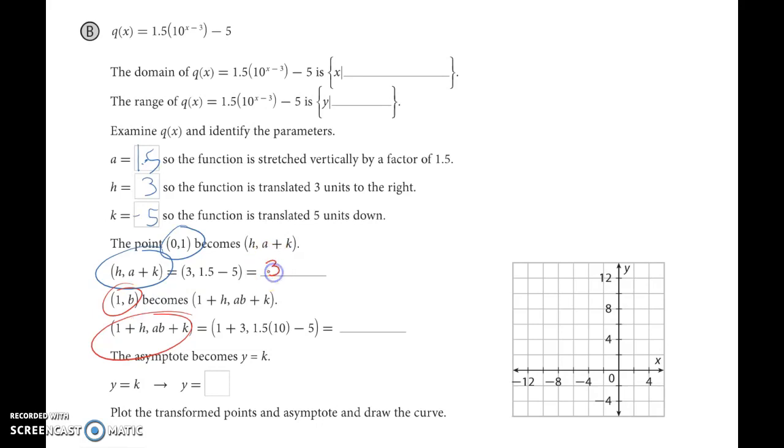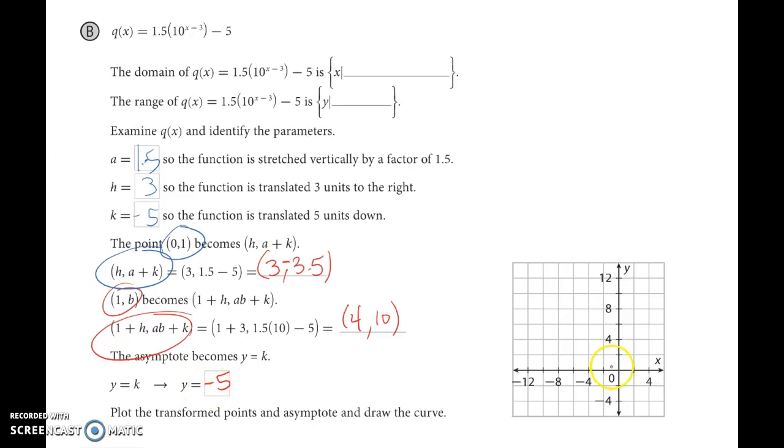Let's see. This point is 3, 1.5 minus 5 is going to be 3.5. Oh, forgot a negative, right? 1 minus that is going to be a negative. And then this point here, if I plug everything in, so if I simplify 1 plus 3, I get 4, and 1.5 times 10 is 15, minus 5 is 10. And then y becomes your k, so I get y equals negative 5.